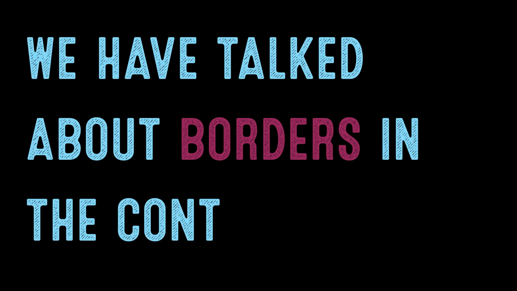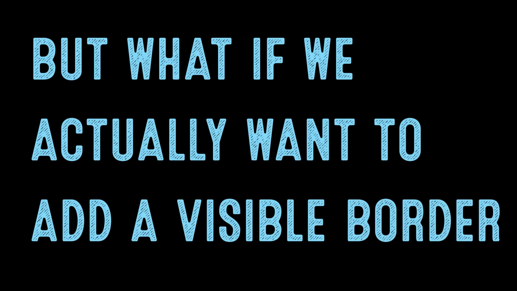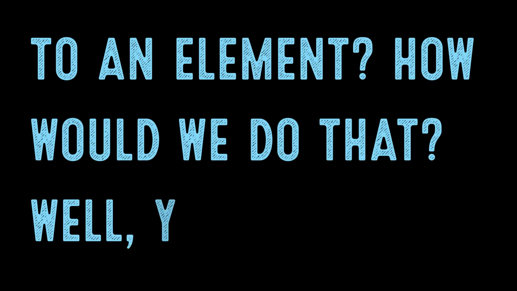The Daily Code Snippet. We have talked about borders in the context of the box model and how it relates to margin and padding. But what if we actually want to add a visible border to an element? How would we do that? Well, you would use the border property.